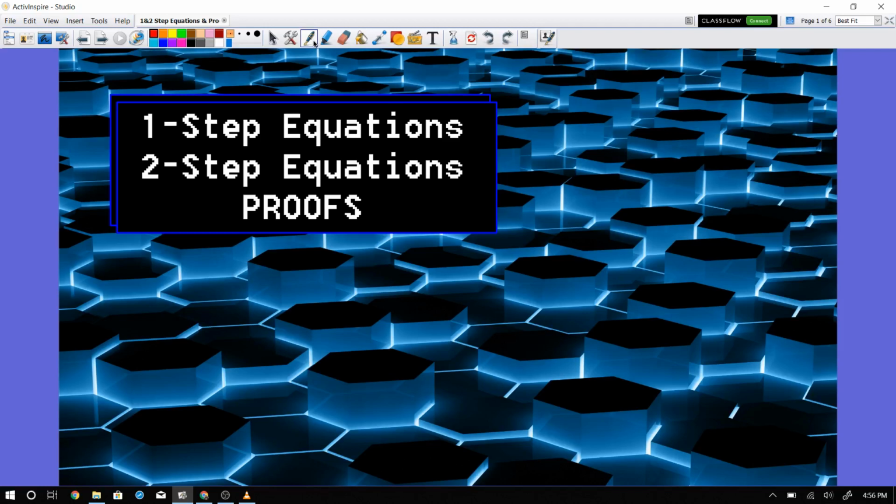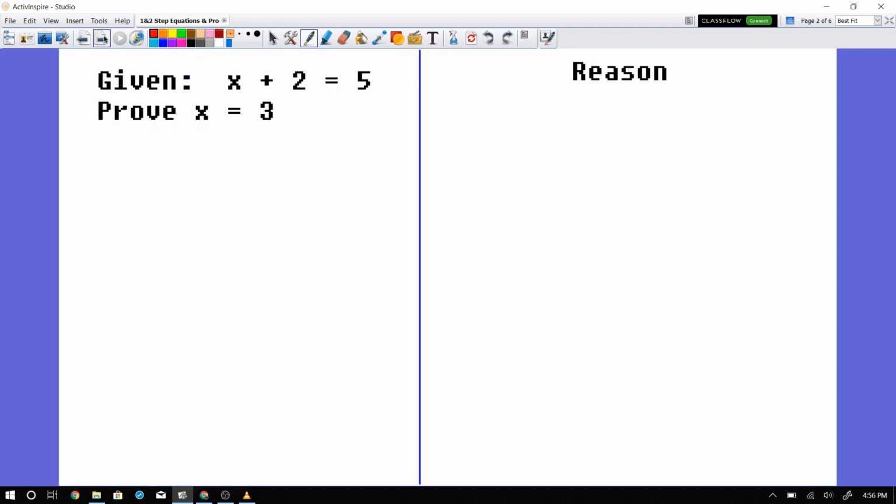All right, what we talked about today was one-step equations, two-step equations, and then implementing the beginning stages of geometry in proofs. So we talked about what given meant, and we talked about what prove meant. So you can automatically sub in the 3 for x right here, because 3 is x, and then do plus 2, and you can check that it's right. 3 plus 2 is 5. Got it. No big deal.